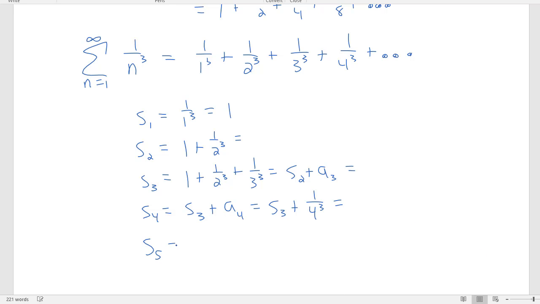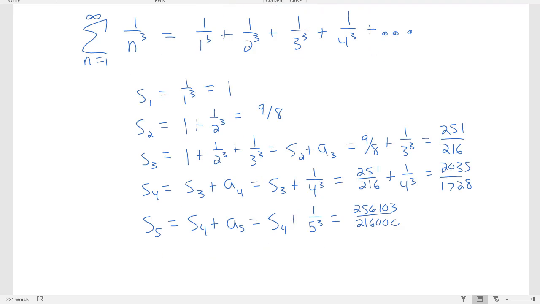I could look at the sum of the first 5 terms. That's the sum of the first 4 terms plus the fifth term. So that's the sum of the first 4 terms plus 1 over 5 cubed. So I'm going to pause the video for a second and take out my calculator, and I'm going to get numbers for these partial sums. I will be right back.